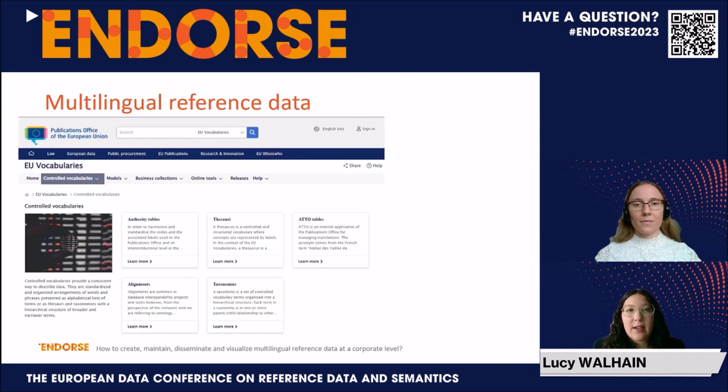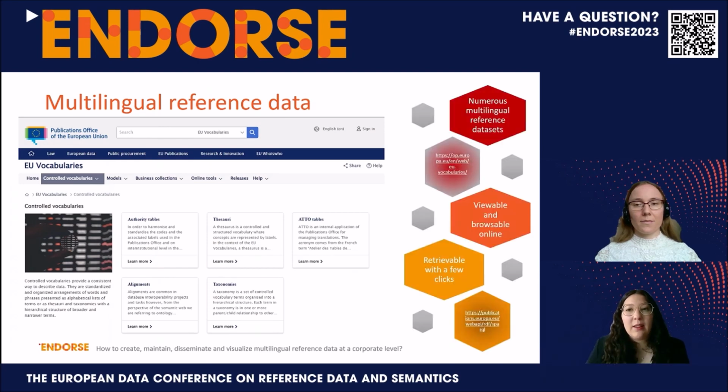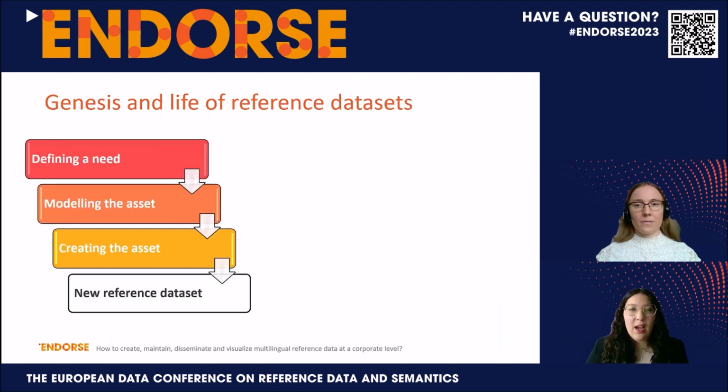Multilingual reference data are published by the Publications Office on the EU Vocabularies website. On this website, they can be viewable and browsable online, and they can also be retrievable with only a few clicks. I will now leave my colleague Annika to explain more about reference data maintenance.